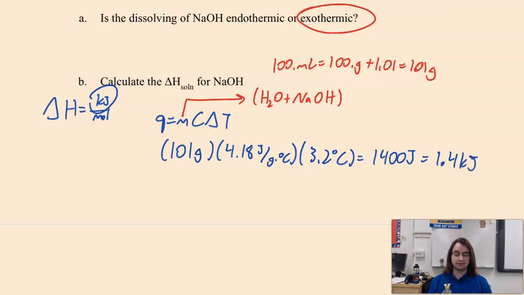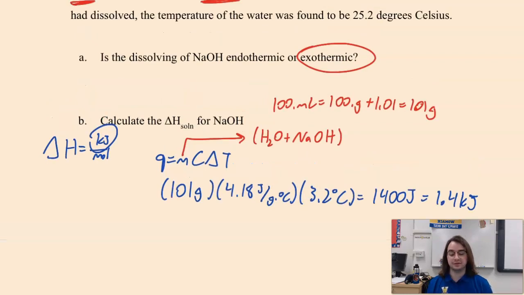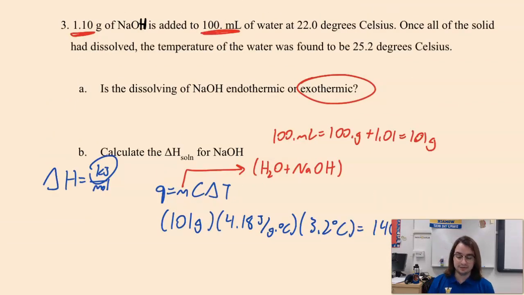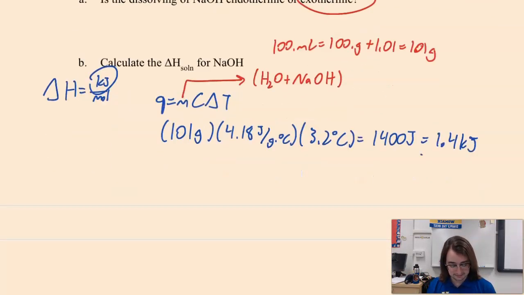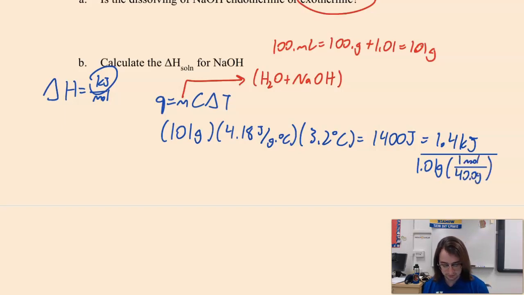Now, we're almost there. We now have to figure out moles. So we're going to take our kilojoules value and divide it by the moles of NaOH. Luckily, we were given grams of NaOH at the beginning, and we can, of course, go from grams to moles. That's the easiest thing in the world. So that's 1.01 grams, and we're going to divide that by the molar mass, which is 40 grams per mole for NaOH. And you should find that this gives you what's called the heat of solution, which is 51 kilojoules per mole.